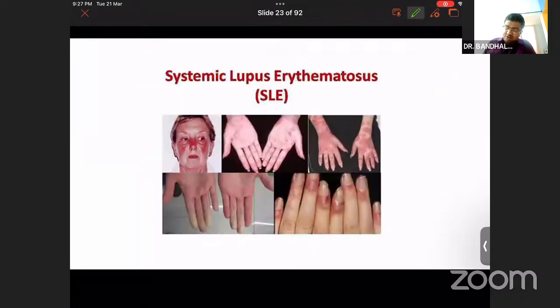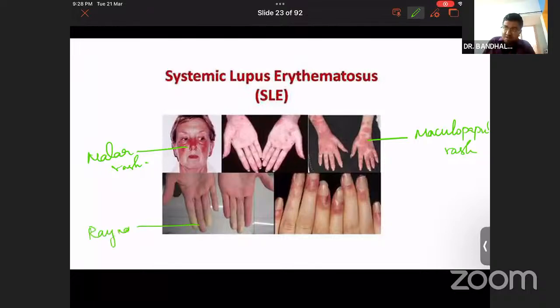Right? If you see SLE, we know malar rash, maculopapular rash can be there. This is the Raynaud's we have discussed just before. And here you can make out that paronychia and Raynaud's.